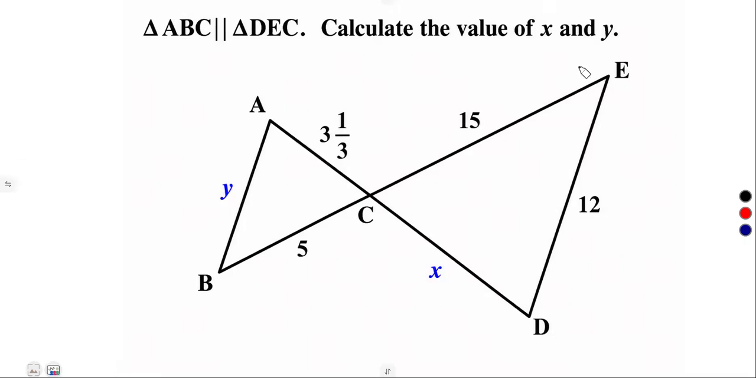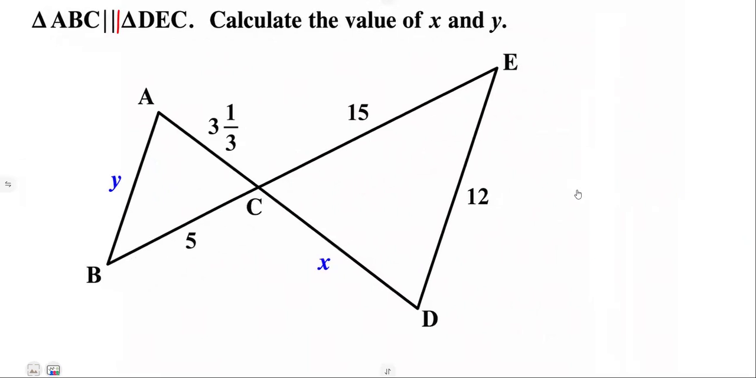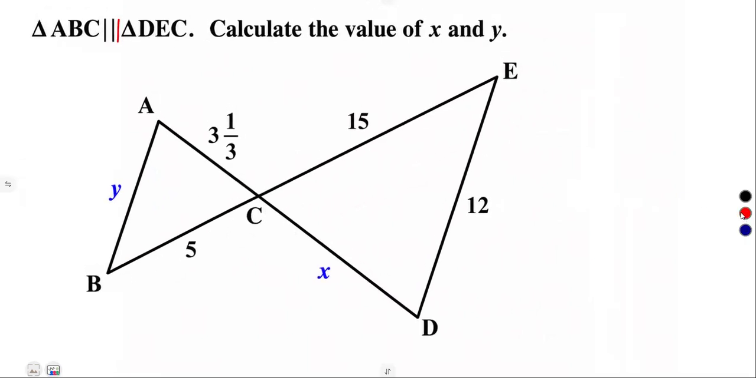Considering this question that we are given, they asked: triangle ABC is similar to triangle DEC. Calculate the value of X and Y. These two triangles are similar. Remember, from similar figures, we have the proportionality of the sides; the ratio of sides is the same, if these two triangles are similar.